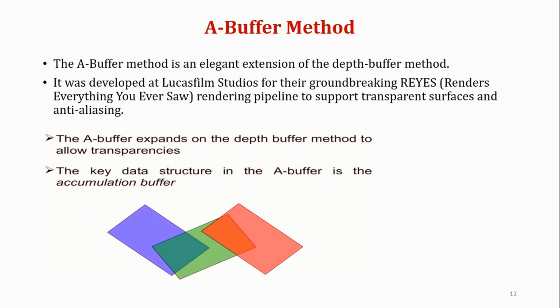The A buffer method is called the accumulation buffer. It is an extension of the Z buffer method, originally developed at Lucasfilm Studios as a part of the REYES rendering system. The goals were transparency handling, anti-aliasing support, and improved image quality. Unlike the Z buffer, which stores information about only one surface, the A buffer can store information about multiple overlapping surfaces, as shown in the picture. This makes it suitable for realistic rendering of water, plastic, and transparent objects, which can be rendered easily.